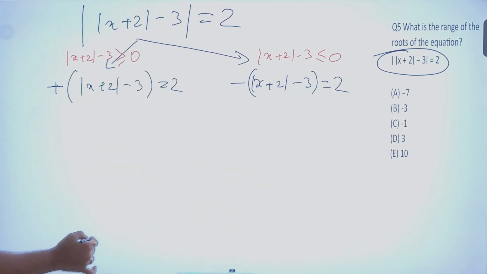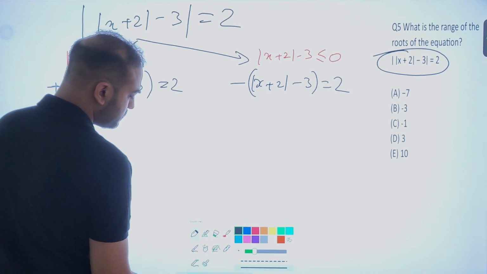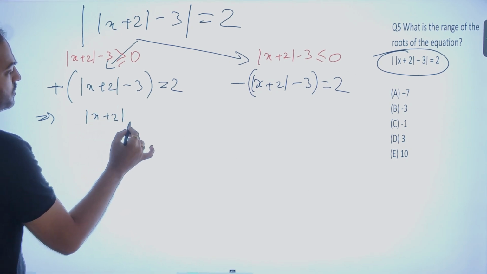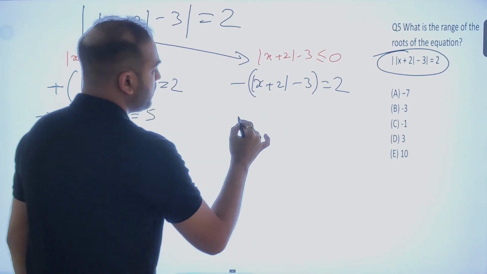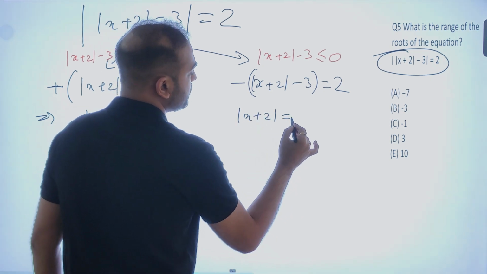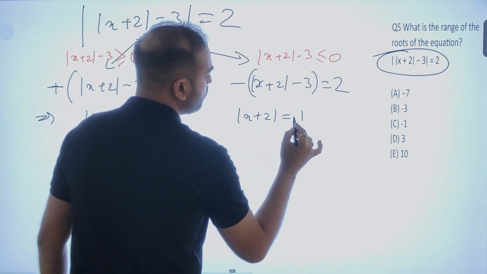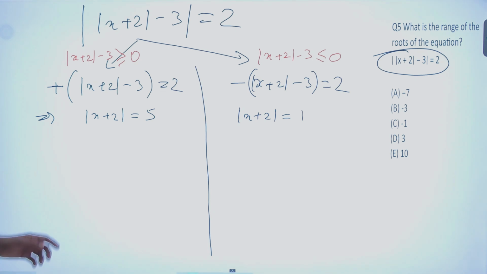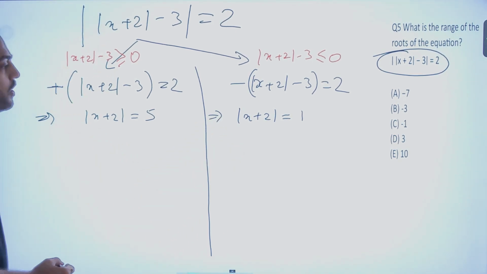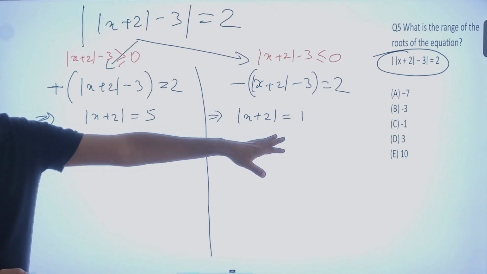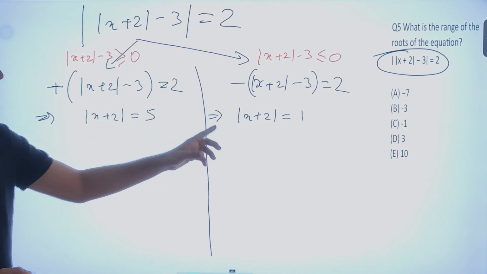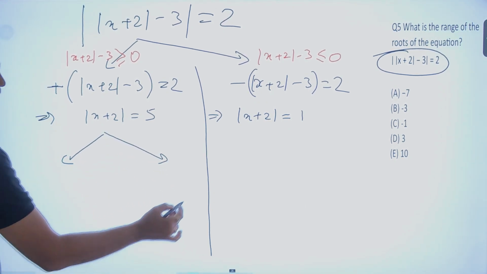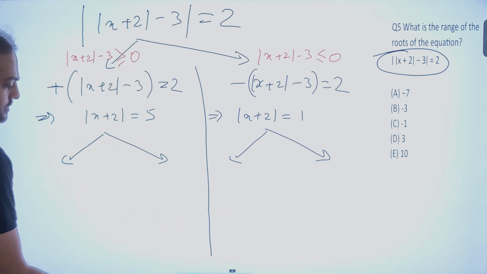So you break it into the 2 conditions. If I simplify this, I get modulus x plus 2 is equal to 5, or if I simplify this, modulus x plus 2 is equal to 1. Again, if you see, we have modulus. Again, method number 1, break this also into 2 parts.